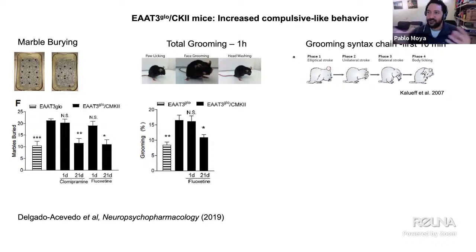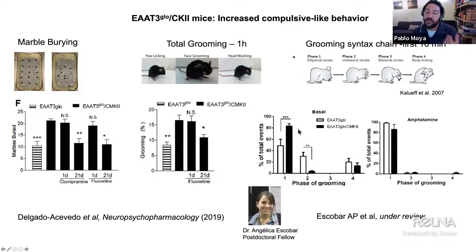And recently, we dissected the microstructure of the grooming, because this is a behavior that has a process. It is not disorganized. It's highly organized, and very sensitive to stressors. So you can dissect this behavior in different phases, as highlighted here. And when we do that, we observe that compared to the controls, the overexpressing E3 mice perform grooming, but they do not finish the behavior. They get stuck in the initial phases.